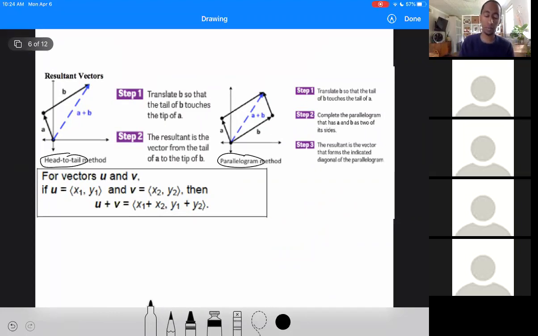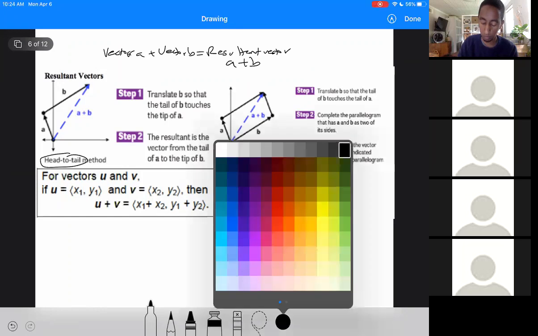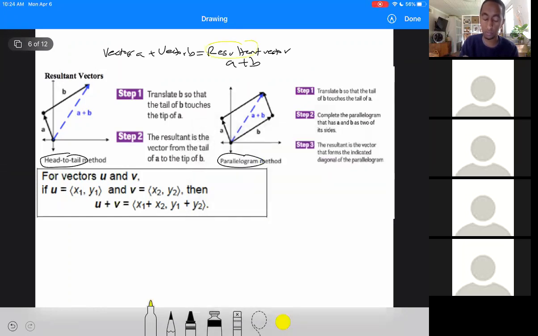So the head to tail method is basically, if you have vector A plus vector B, okay, vector A plus vector B equals what you call a resultant. The resultant vector is vector A plus vector B, okay? So when you add vector A and you add vector B, you get a resultant vector. That's kind of an important vocabulary word. You get a resultant vector. The resultant vector is A plus B.